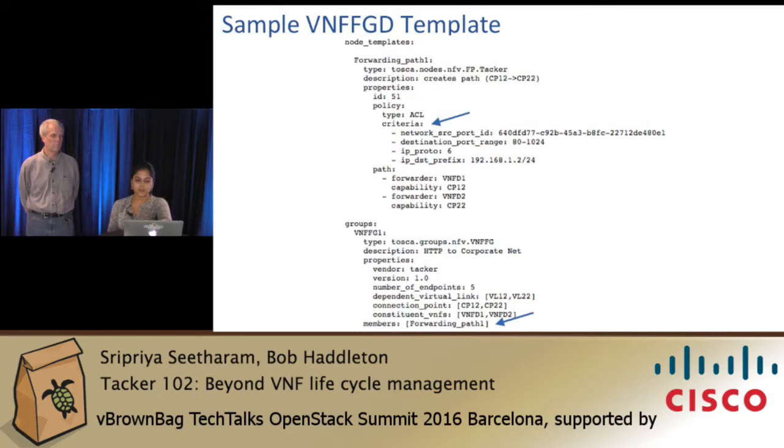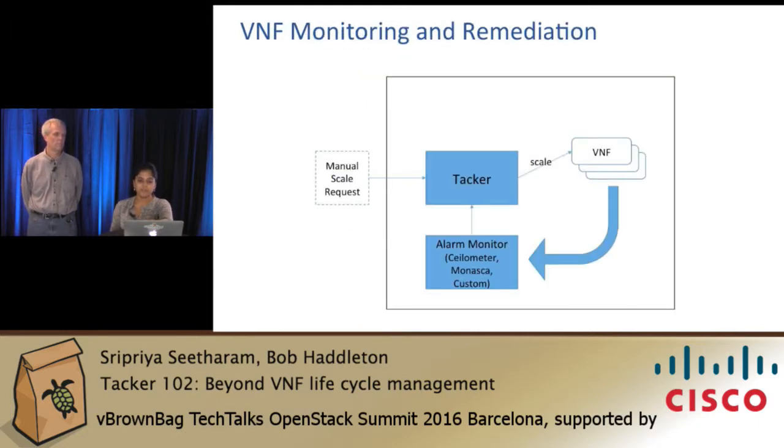And then there is path information which includes a set of ordered pairs of forwarder and capability information. The forwarder refers to the abstract VNF type that needs to be included as part of the chain. And then there is a capability that specifies what is the exposed port, the connection point from the VNF that needs to be part of the service function chain. Once we specify these policies, Tacker goes about deploying this forwarding graph by interacting with the lower layer drivers and with the networking SFC.